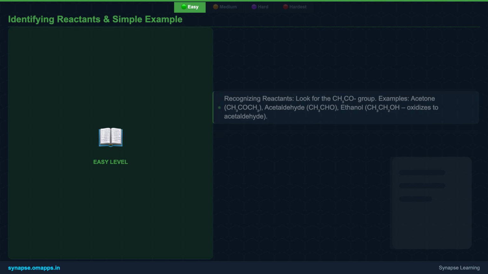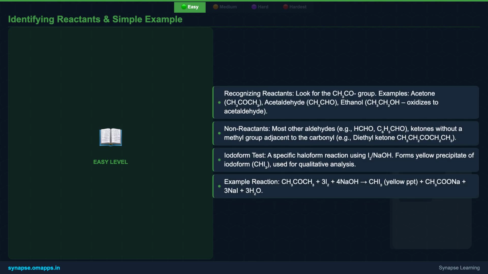To understand which compounds react, look for the CH3CO group. Common examples include acetone, which is a ketone, and acetaldehyde, which is an aldehyde. Even ethanol, a primary alcohol, reacts because it first oxidizes to acetaldehyde. However, compounds like formaldehyde or most other ketones without this specific methyl group will not react.